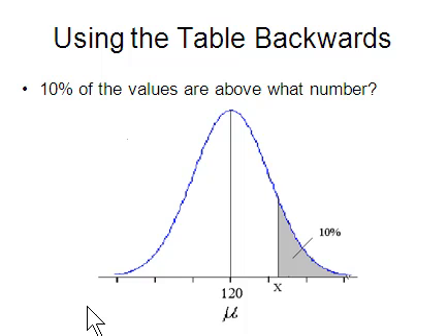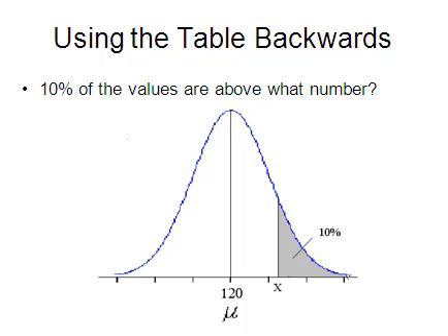The next set of problems I call using the table backwards. Now look at the question here. I have a normal distribution with a mean of 120 and a standard deviation of 10. And my question is, 10% of the values are above what number? So I want to shade a region of the curve so that for some x, 10% of the values lie above it. The first step here is to draw and shade the region that I'm looking for, like I've done here.